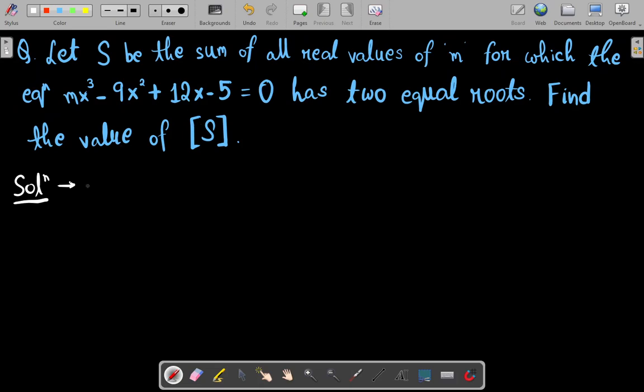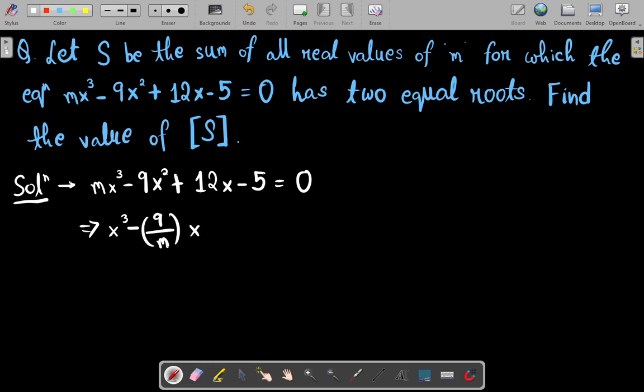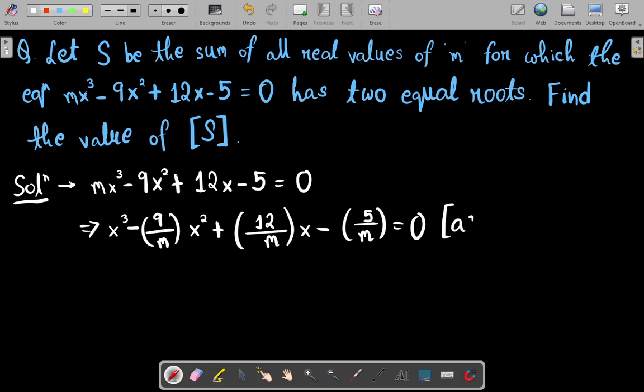Okay. So we are given a cubic equation mx cube minus 9x square plus 12x minus 5 equal to 0. If I divide both sides by m, assuming that m is not 0, this equation becomes x cube minus 9 upon m times x square plus 12 upon m times x minus 5 upon m. I am assuming m not equal to 0.